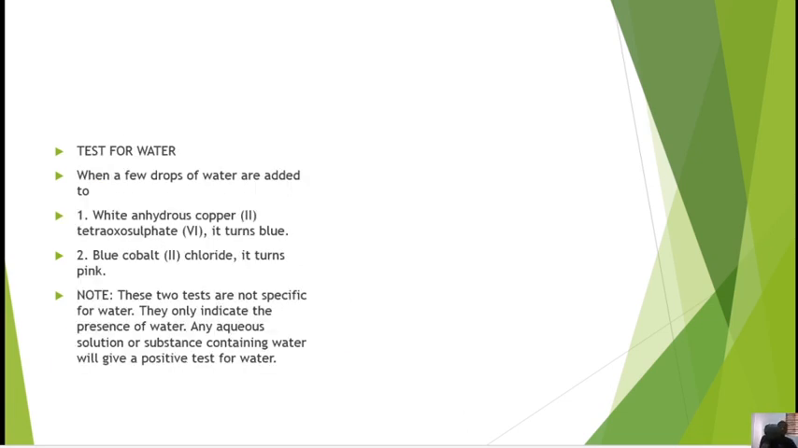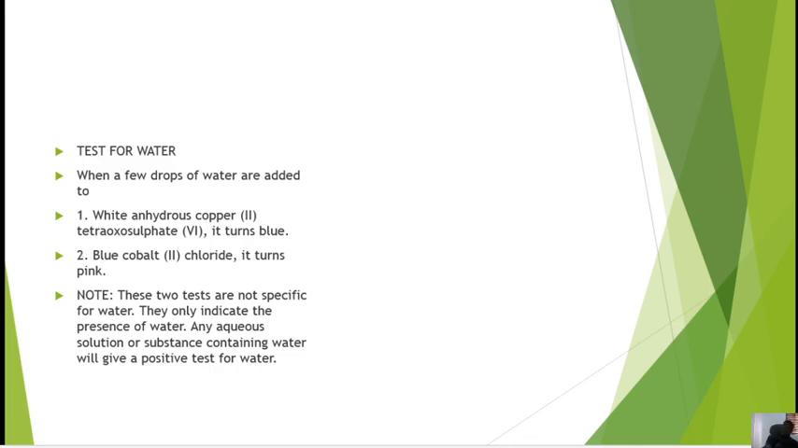How then do we test to know if a substance is water? What do you simply do? Introduce the substance to a white anhydrous copper 2 sulfate salt and automatically, if it is water, it will turn blue. The conversion to the color blue is as a result of the hydration of that salt.